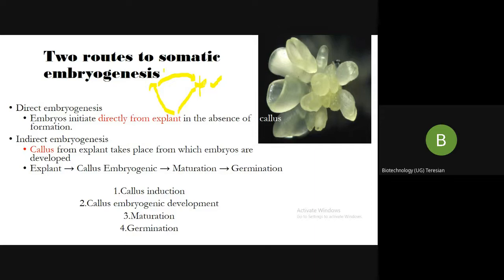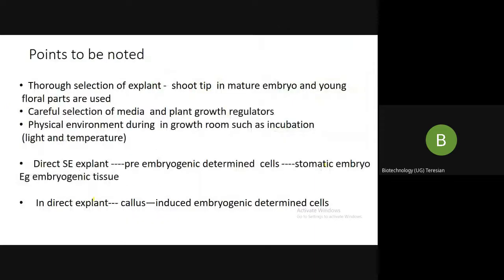Now in indirect embryogenesis, what happens? You take an explant, you develop a callus, an undifferentiated mass of tissue. Then you provide the media wherein dedifferentiation occurs, and these are known as induced embryogenic determined cells. The earlier ones were already predetermined, committed to form embryos. These were induced to form embryos.